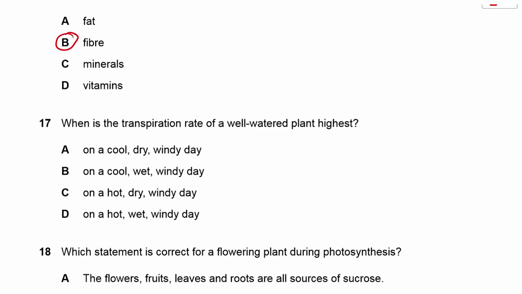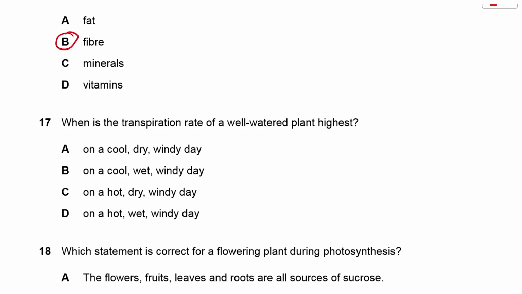Number 17 says, when is the transpiration rate of a well-watered plant the highest? On a cool, dry, windy day? Now, of a well-watered plant, the highest. So if it's a well-watered plant, it means it has a high rate of humidity. Okay, yeah. On a cool day, we do not have a high amount of humidity, so it cannot be the highest on a cool day. On a cool, dry, windy day, the temperature is not that high. Anyway, on a cool, wet, windy day, we still have a lot of water in the atmosphere from the conditions, so we cannot have a high rate of humidity as well.